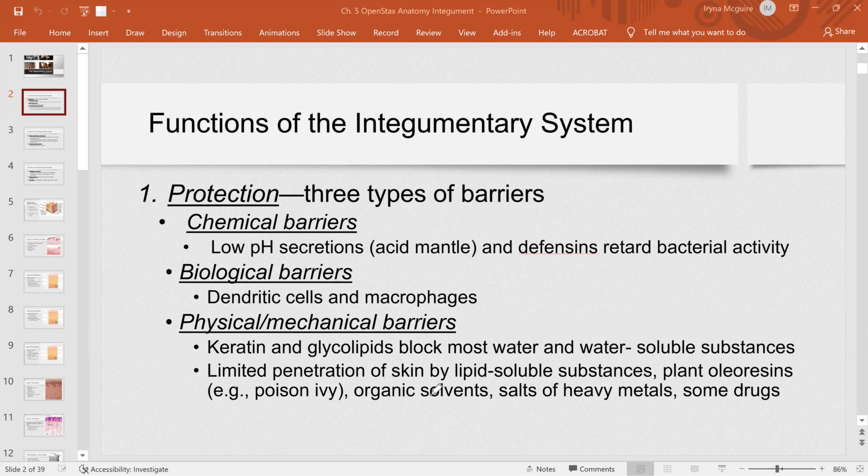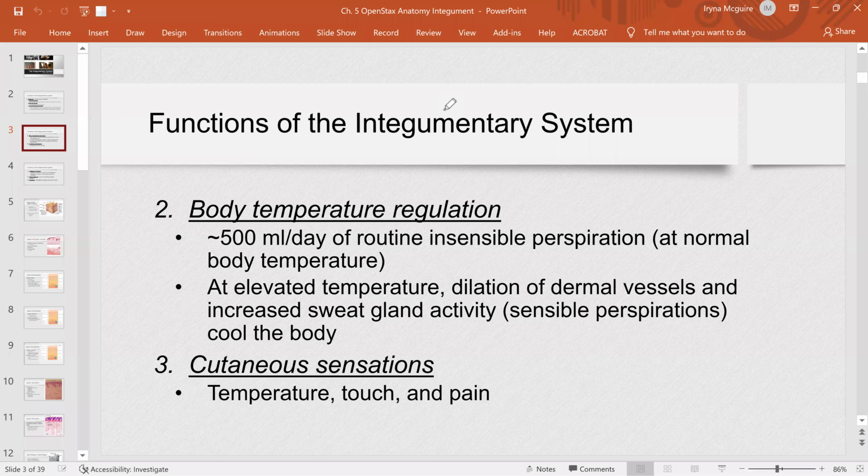Another function is body temperature regulation. You sweat about 500 milliliters per day, which we call insensible perspiration. That means at a normal body temperature. When your temperature is elevated, you have dilation of the dermal vessels. Those are vessels found in your dermis. That's a part of the skin. And then sweat gland activity increases. That is sensible perspiration, cooling your body.